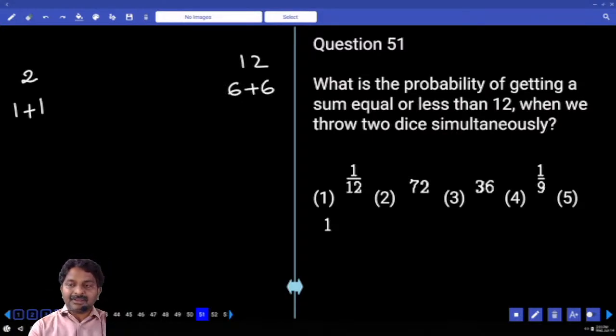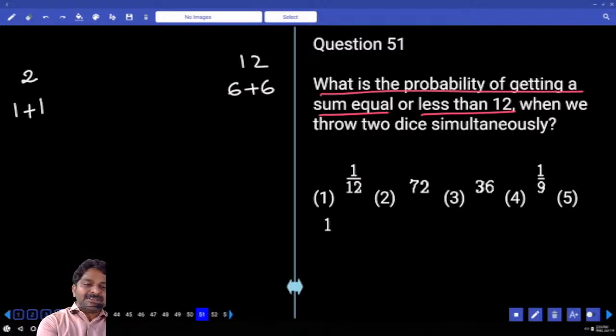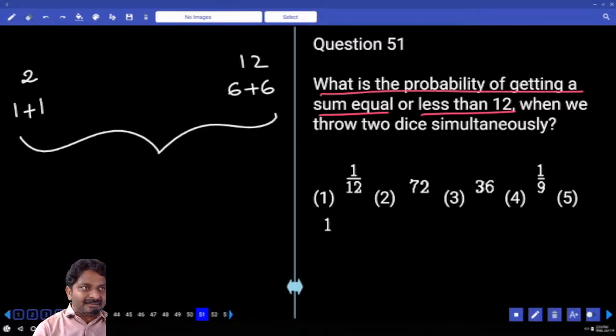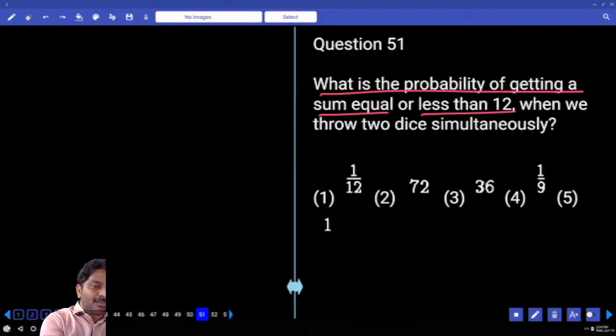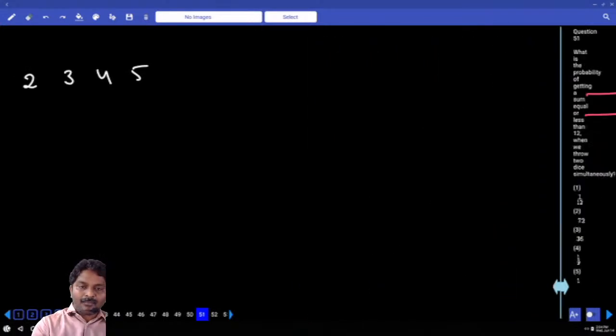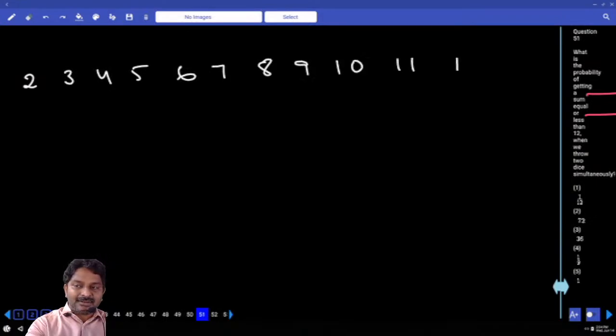Correct? Now the question is, what is the probability of getting a sum equal to or less than 12? That means it comes under all possibilities, right? All possibilities in the sense of probability. All possibilities, probability 1. Total probability is always equal to 1. Let me tell you. Getting 2, 3, 4, 5, 6, 7, 8, 9, 10, 11, 12.